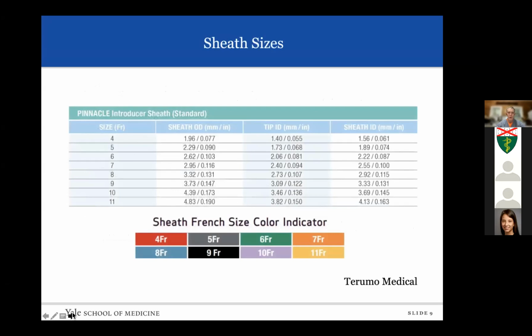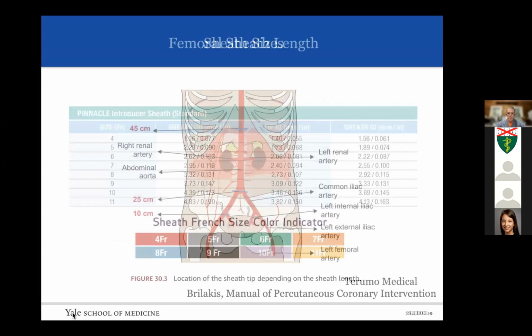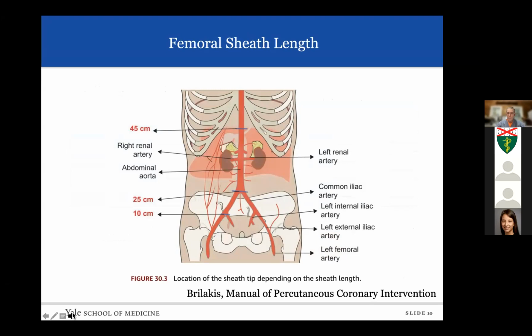Sheaths come in different sizes. Jeopardy quiz on the bottom with all the colors of the French size coordinators. And it's important to know that the sheath size is measured by the inner diameter. So the outer diameter is actually the size that's going through the vessel. So femoral sheaths, we mostly use 10 centimeters, but if there's some aortoiliac tortuosity, 25 will get you to the bifurcation usually or just above, and 45 will usually get you up to the diaphragm.